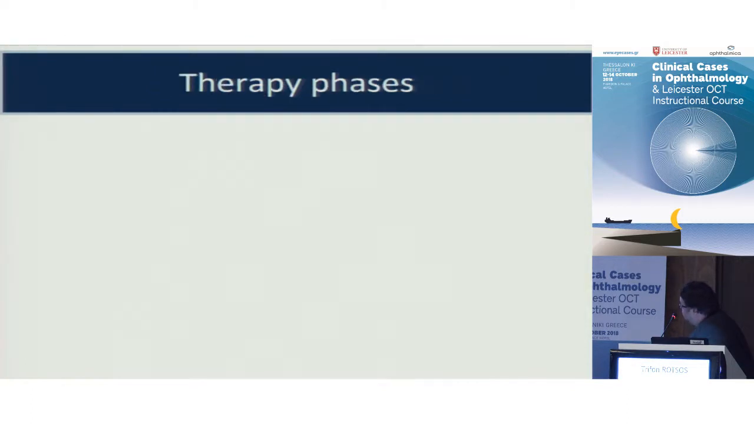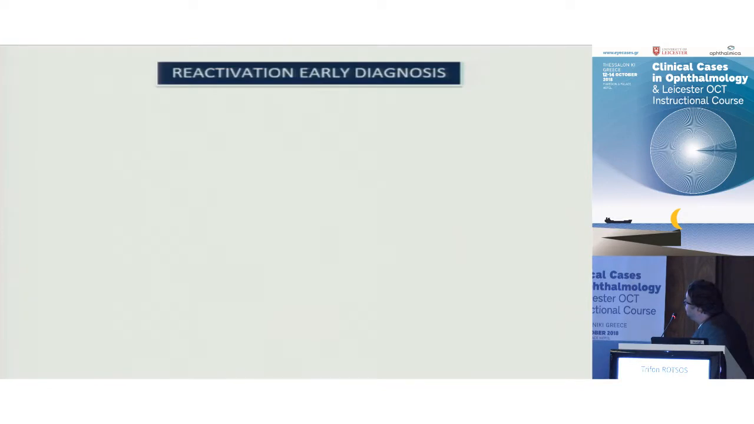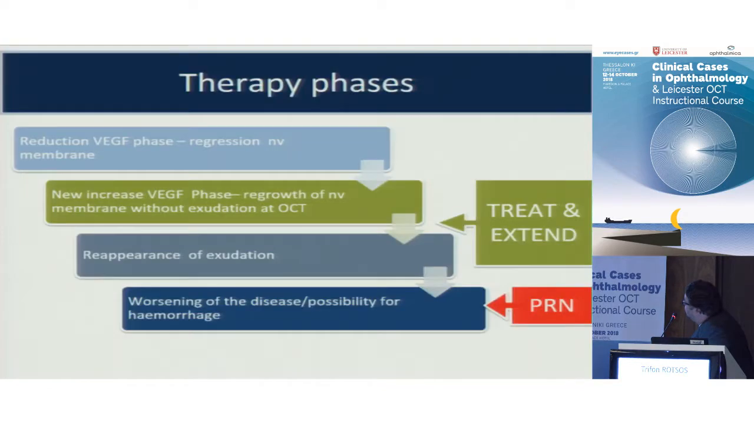So what that tells us actually, because these are the therapy phases and how our treatment works. And what we have found out with OCTA is that we were doing the right thing, but we didn't know why. We have been arguing for a long time that treat and extend is a better protocol than PRN. And we believed that, but we didn't know why. And now this has been proven.